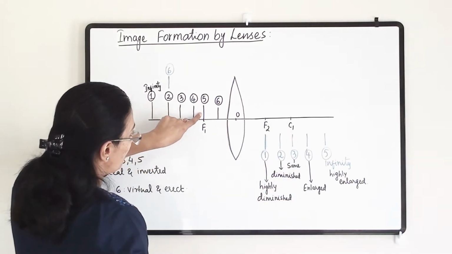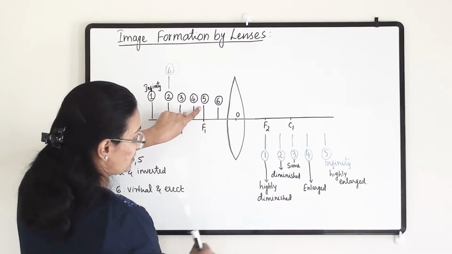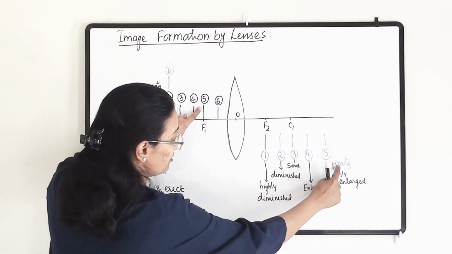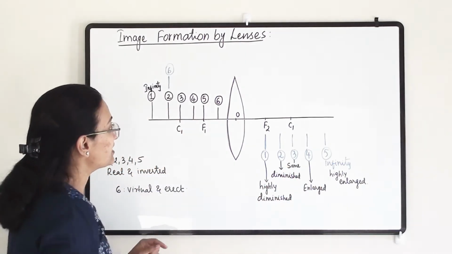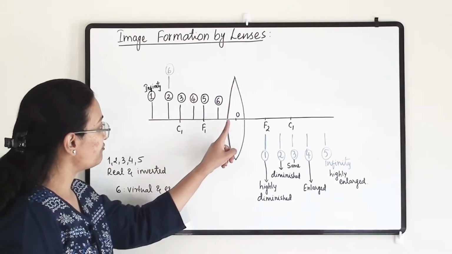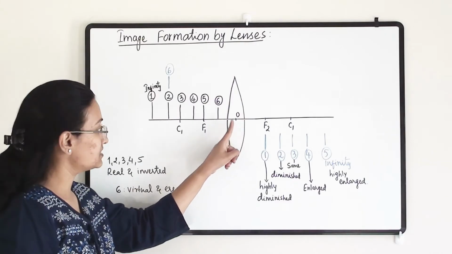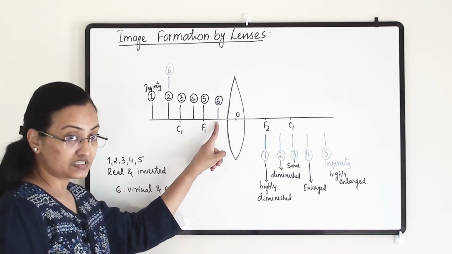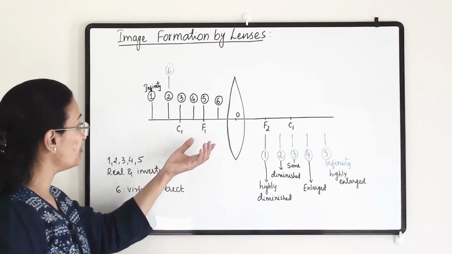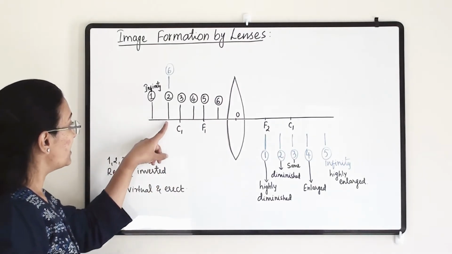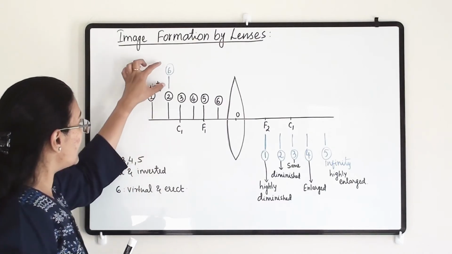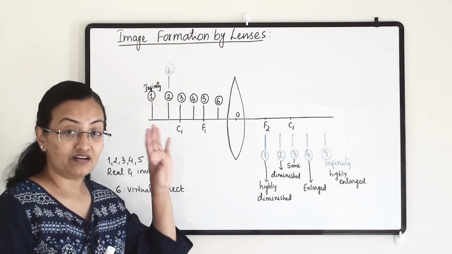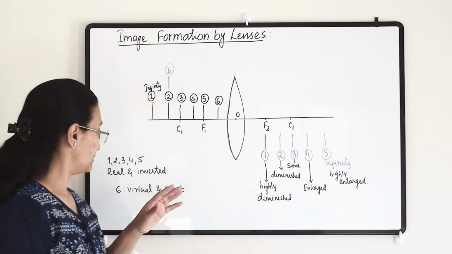When we are keeping the object at F1 position, we will get the image at infinity, it will be highly enlarged. And when we are keeping the object in between F1 and optical center, that case will be the sixth case, and we will get the image towards the same side, and that will be beyond C, and that image will be enlarged, virtual and erect.